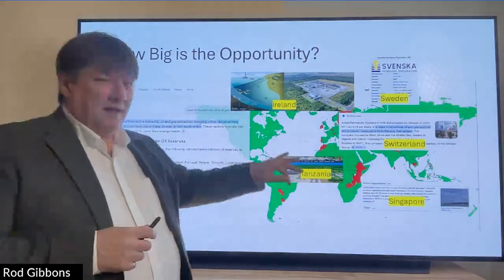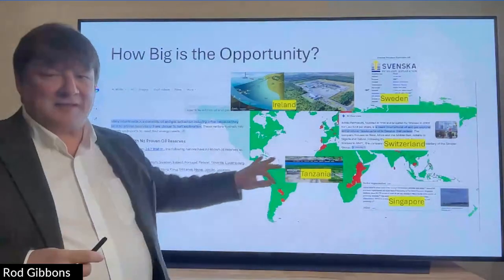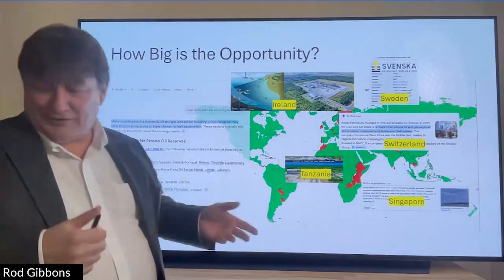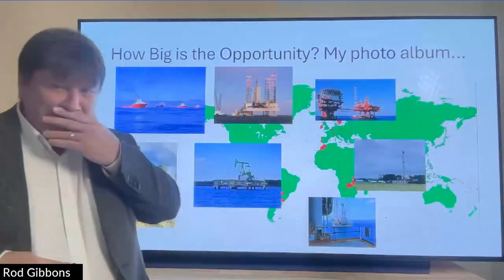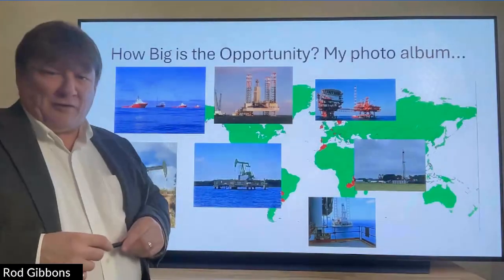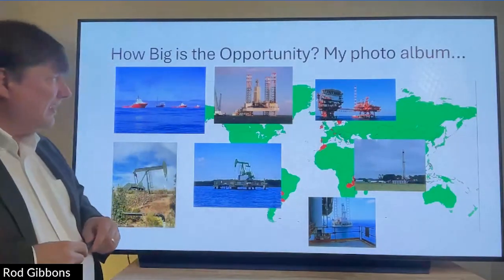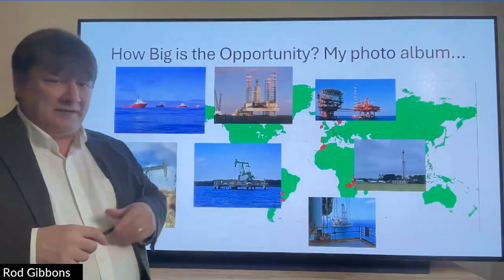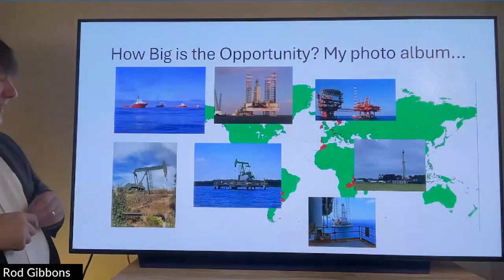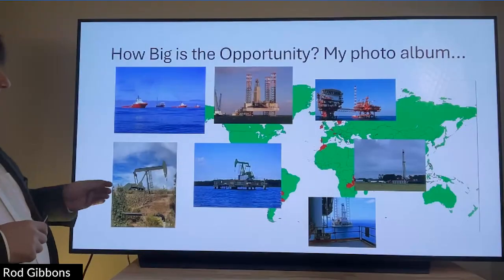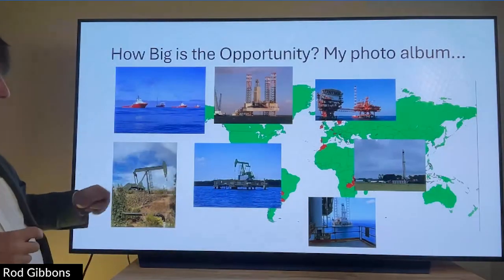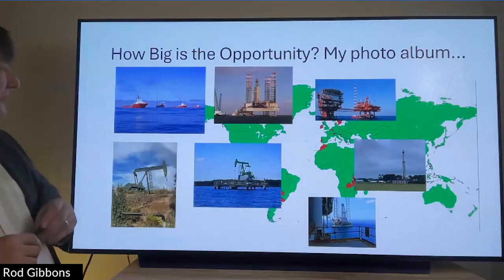So anyway, I kind of got tired of playing this game because I was like, okay, this is not a good slide. So then I said, I'm gonna change direction here, and I'm just gonna take some pictures out of my photo album. How big is the opportunity? We got the international students here tonight. How big is it? So yeah, here's some pictures that I took, or me or my wife took.